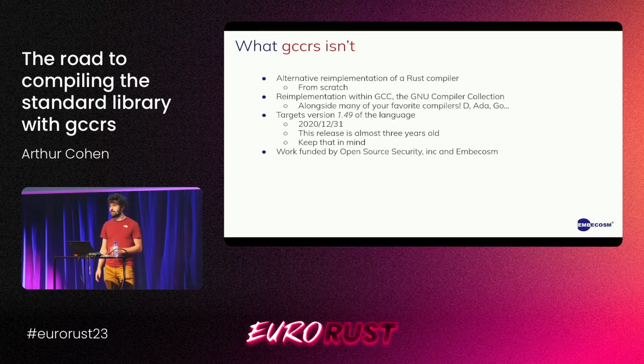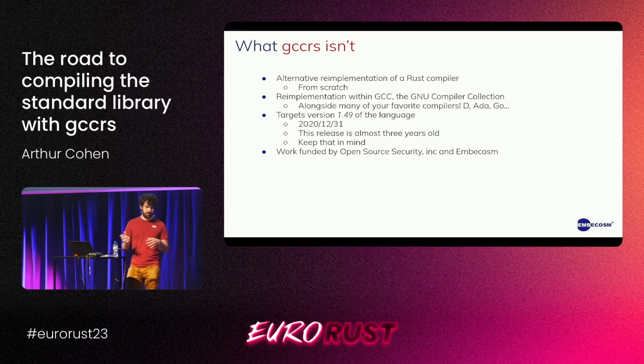GCRS targets the version 1.49 of the Rust programming language. If you do remember that version, it was released in December of 2020. That was almost 3 years ago. A little bit later, I'm going to explain why we chose that version, why we're sticking to it. But I'd like you to keep in mind that this version was released 3 years ago. It's going to become important in the next few slides.